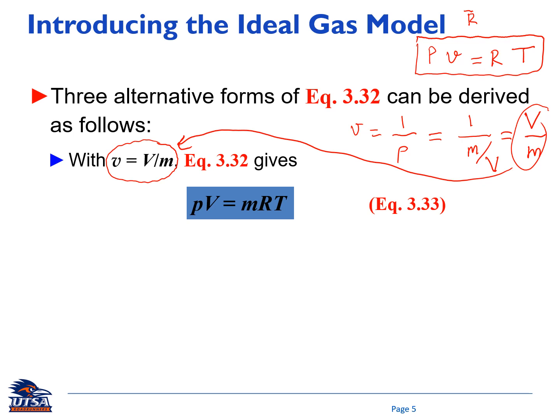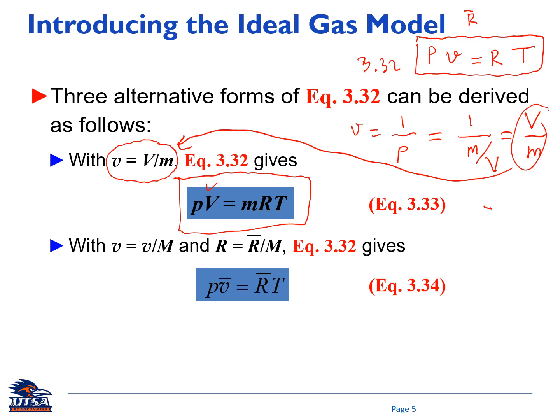If I substitute specific volume by capital V divided by mass in equation 3.32, then I will get equation 3.33: P times V, capital V, equal to mRT. I believe you use this equation when you learn the ideal gas constant in the physics class. So P times V, volume, equal to m, the mass of the substance, times R, gas constant, times T, temperature.